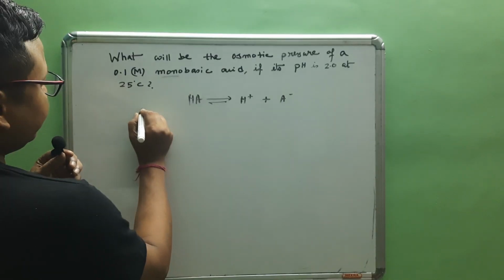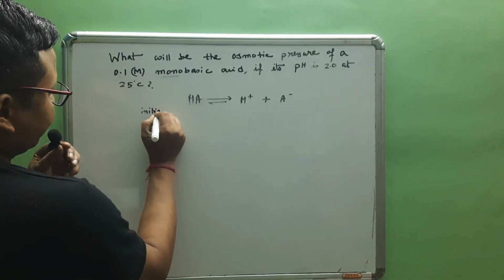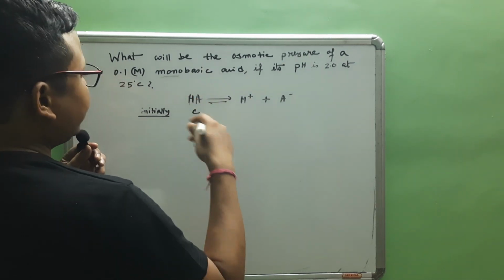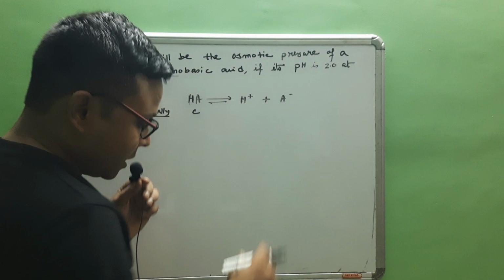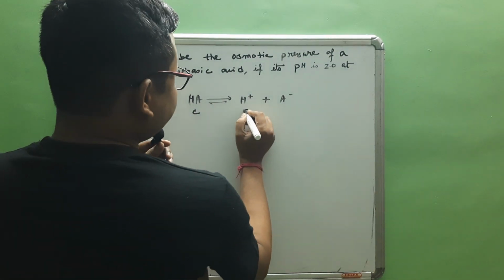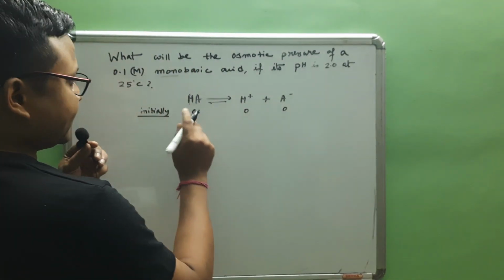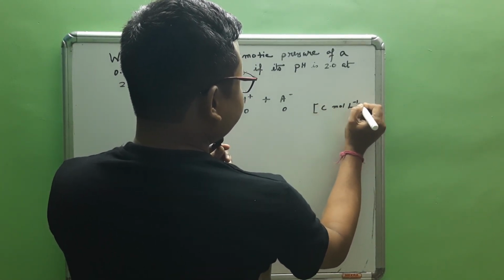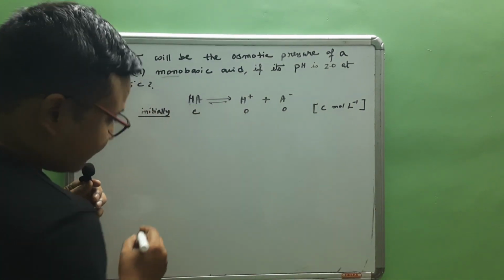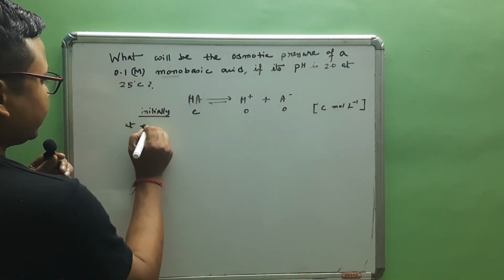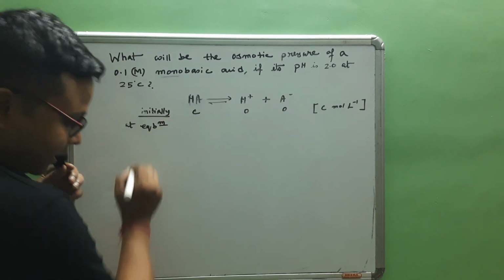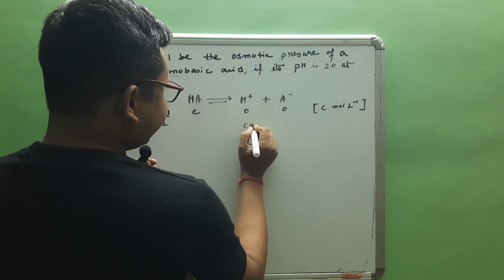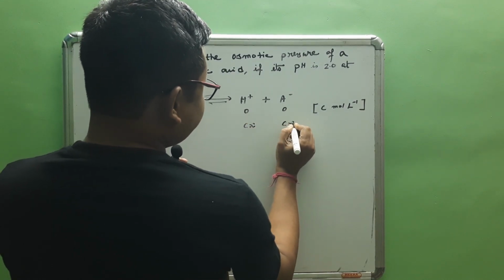Initially, the concentration of the acid will be C, and at the initial time no H plus ion and A minus ion are produced, so they will be 0. The unit of concentration is mole per liter, mole liter inverse. What happens at equilibrium? It will form C alpha, and obviously it will also form C alpha.